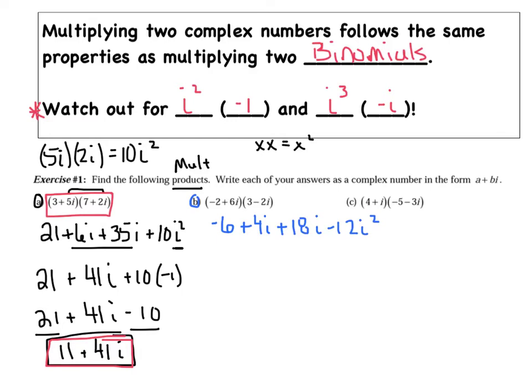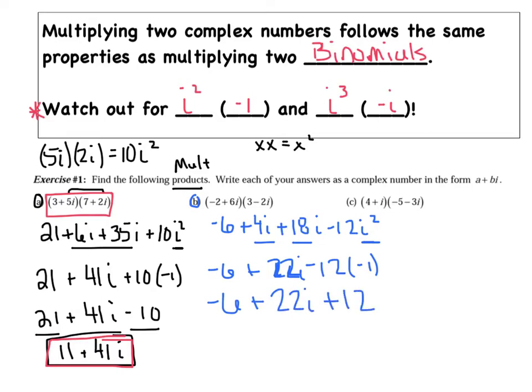All right, let's focus on combining my like terms in the middle. We'll also substitute a negative 1 in for i squared. So I've got negative 6 plus 22i minus 12 times negative 1. And so my last term really becomes, that third term becomes plus 12. So if I combine the negative 6 with the plus 12, I'll end up with 6 plus 22i.